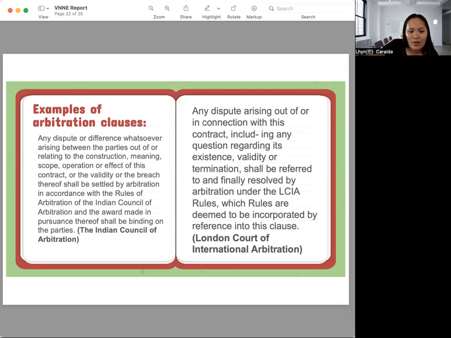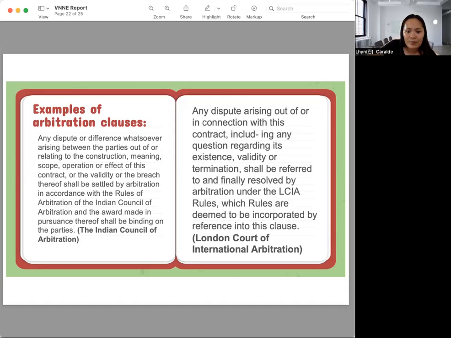Okay, from the London Court of International Arbitration: Any dispute arising out of or in connection with this contract, including any question regarding its existence, validity, or termination, shall be referred to and finally resolved by arbitration under the LCIA rules, which rules are deemed to be incorporated by reference into this clause. So, can you identify which one of these two clauses uses easier language, easier for us to understand?